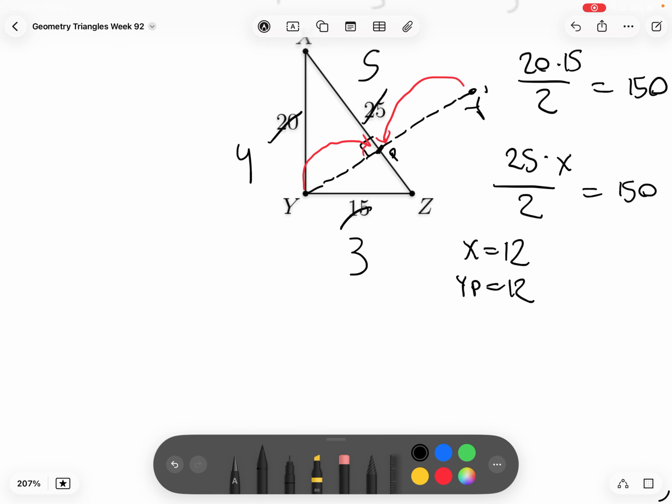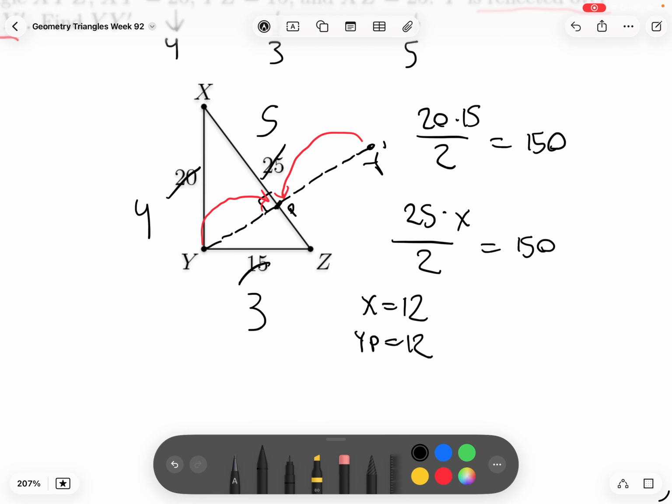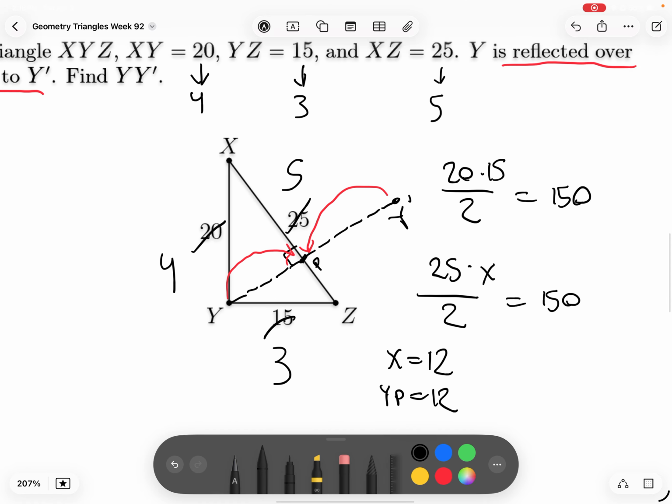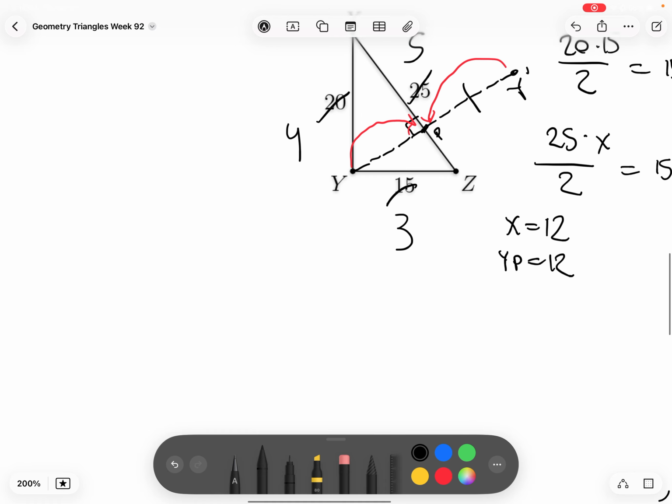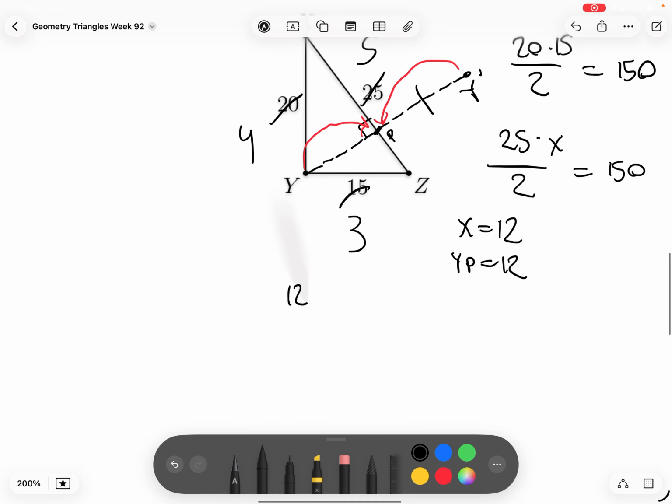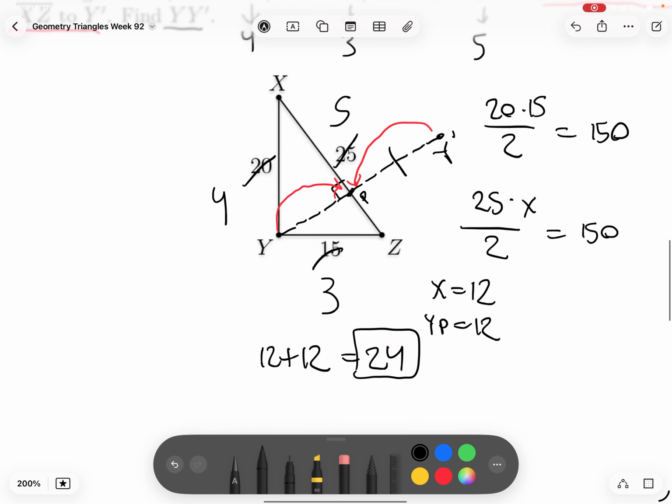And that, YP, is half of the total perpendicular line of our reflection. That's one side of it. Now, as we stated before, PY prime must be the same length as YP because it's a property of reflection. PY prime must also be 12. So they want to know what YY prime is. All we need to do is 12 plus 12 equals 24, and we have our final answer for YY prime.